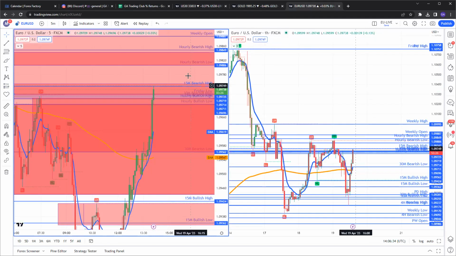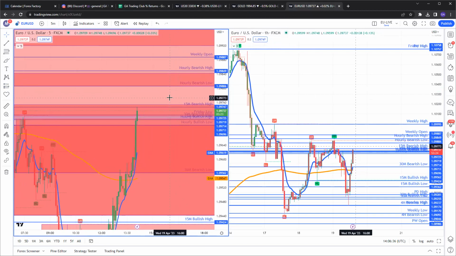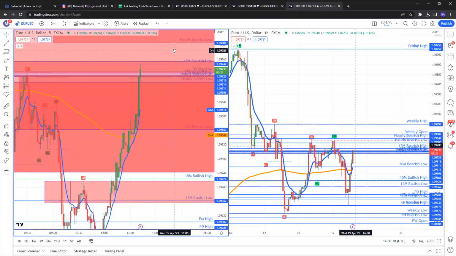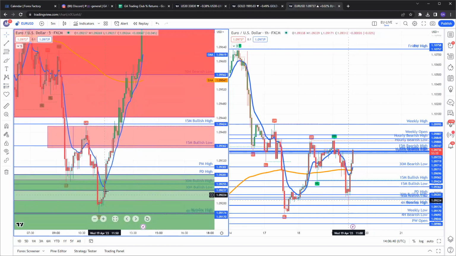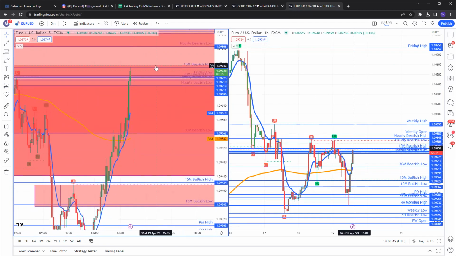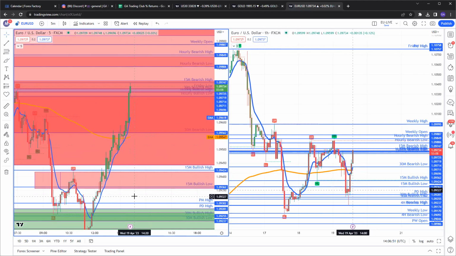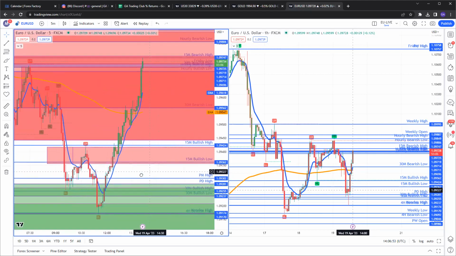EU has a 4-hour bearish low here. Same thing with EU, right? You see EU has been trending here, from 92.63 to 97.63. That is a 50 pip move. For FX pairs, I would consider a trend to be something around 100 pips or so.